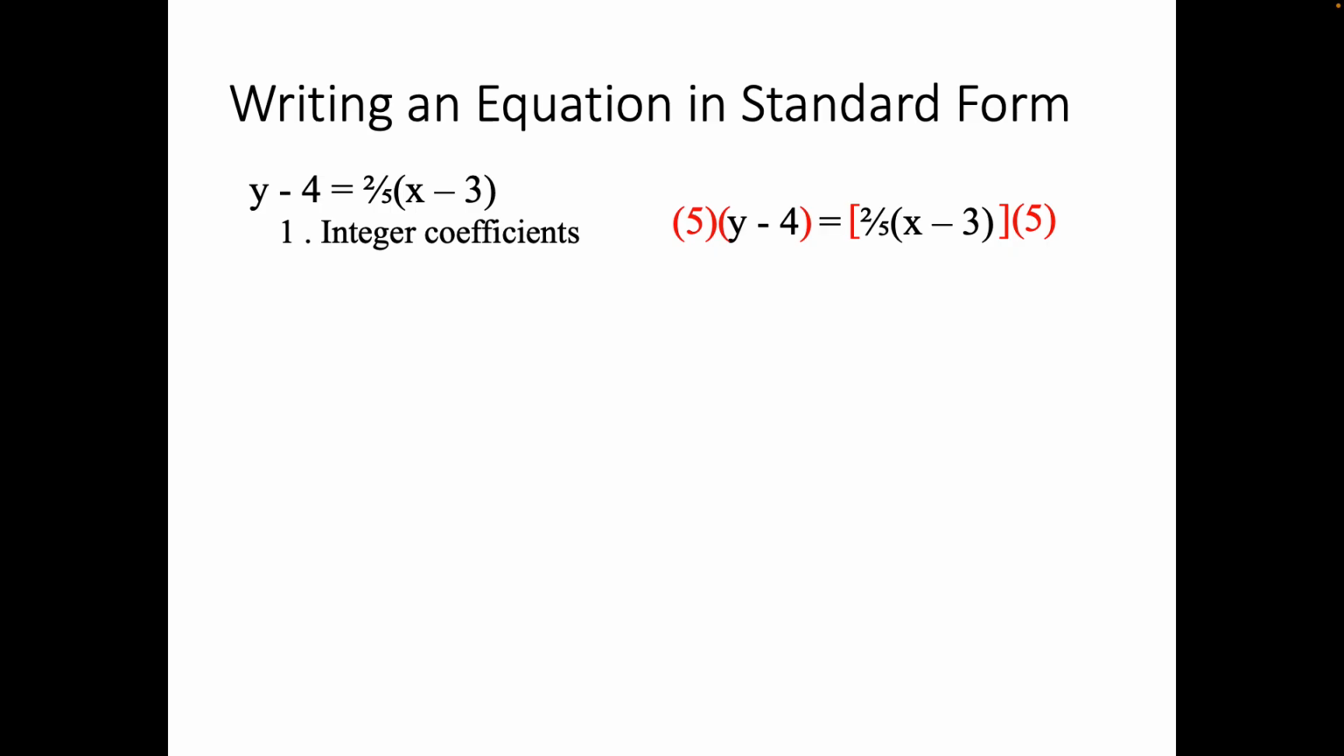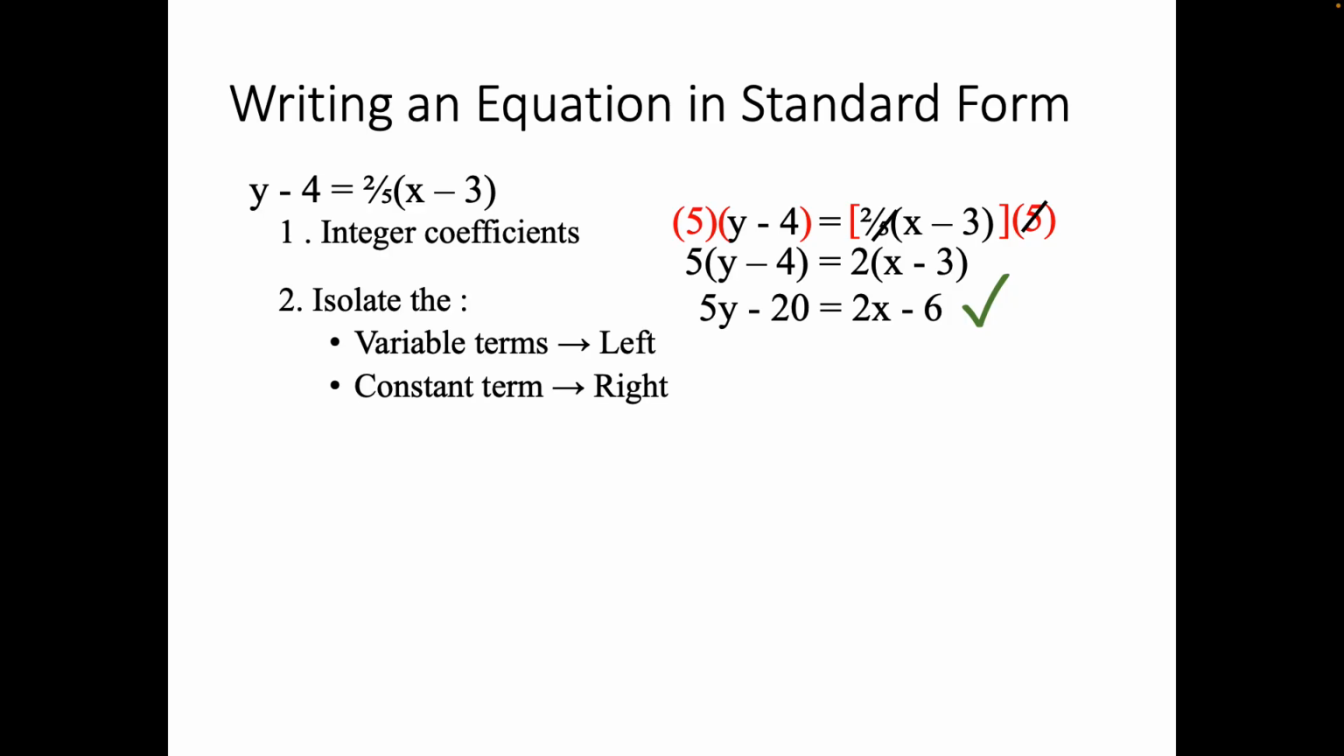And now by doing that on the right, this 5 is going to cancel with this 5. So we're left with, on the left, 5 times the quantity y minus 4 equals 2 times the quantity x minus 3. I need to distribute my y, so I get 5y minus 20, and distribute my 2, so I get 2x minus 6. And now I have only integer coefficients, so I've finished step 1.